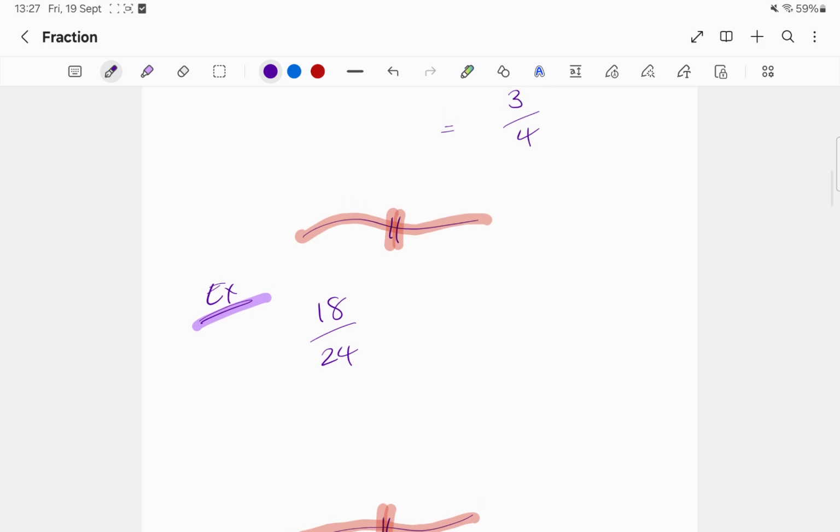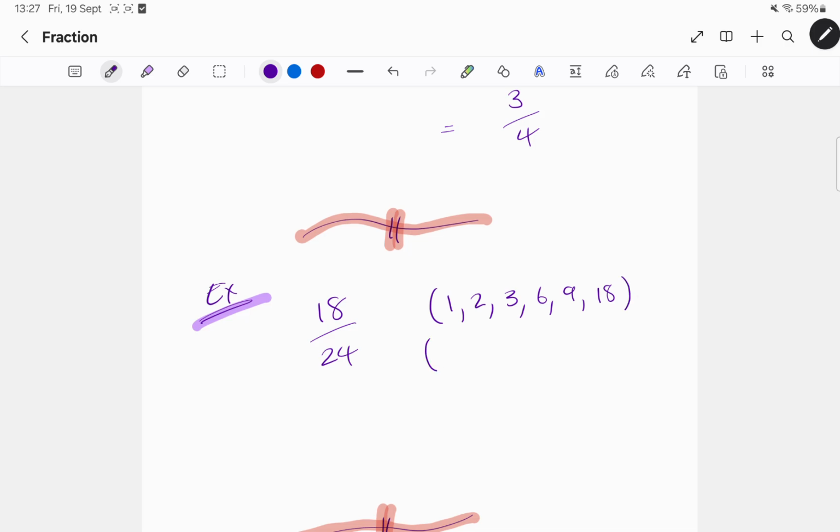Let's have a look at this one. We've got 18 and 24. So what we want to do is find the highest common factor of 18 and 24. So what times table does 18 belong to? Well, it's always going to be the 1 times table. Here we've got the 2 times table. We've got the 3 times table. We've got the 6 times table. We've got the 9 times table. And we also have the 18 times table, because 1 times 18.